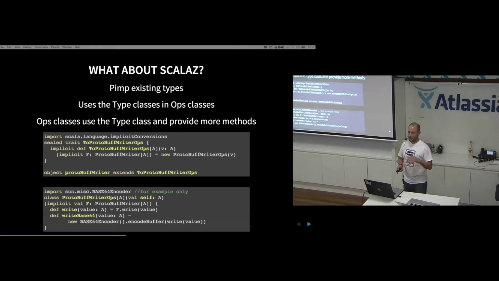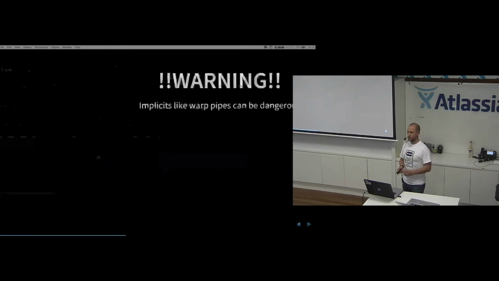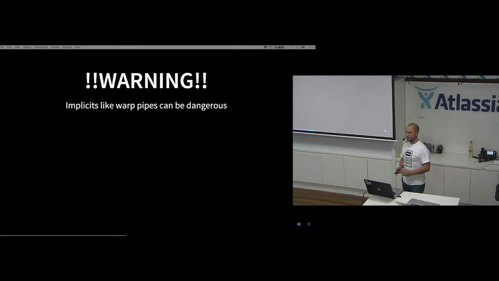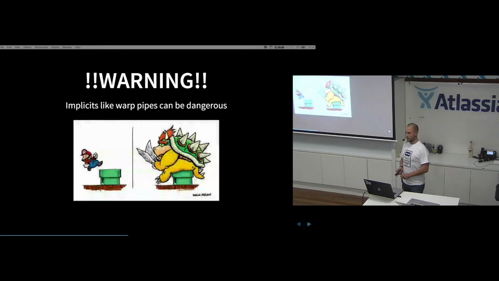All right, so that's implicits, but careful. I've had to deal with a lot of code, and implicits can be a very powerful thing, but sometimes they can lead you into a lot of problems. Kind of similar to if you're using warp pipes, you can end up in places which you didn't expect to be.